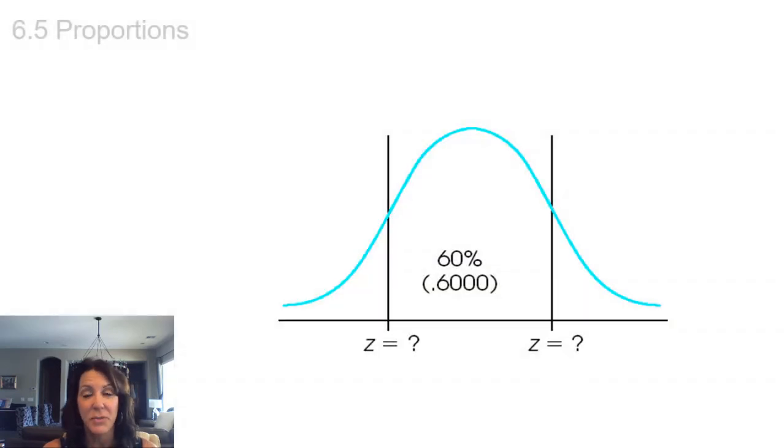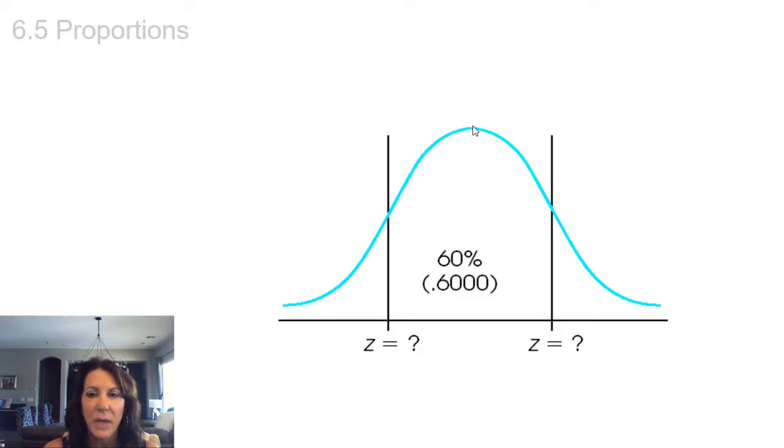Let's try another one. This one's a little bit trickier. Let's say I wanted to know the middle 60% of the distribution. Well, you might be thinking, great, I'll just look at 0.6000 in the z-table. But guess what? The z-table only goes up to 0.5000. So we can work with this because we know it's a symmetrical distribution. We know the mean is dead center. So that means between the mean and this top z is 30%, and between the mean and this bottom z is another 30%.